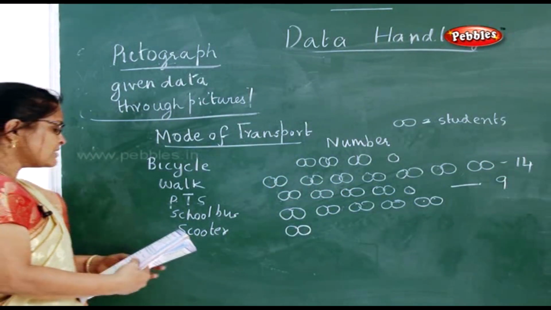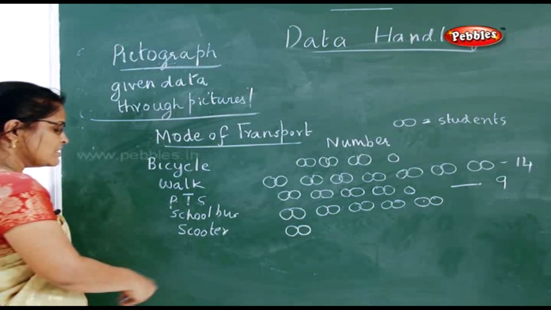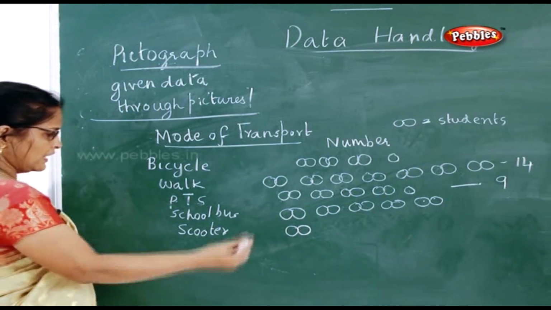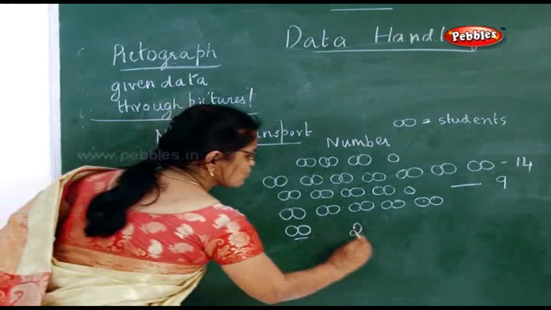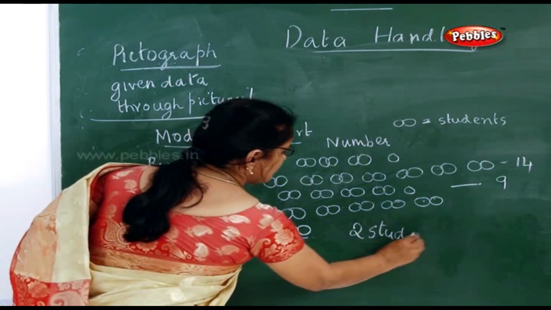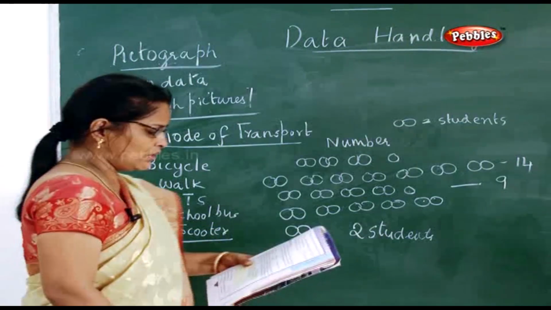Now, dash is used by 2 students. Now tell me, dash is used by 2 students. Very easy, it is the scooter. Scooter only is used by 2 students. That is the third question.